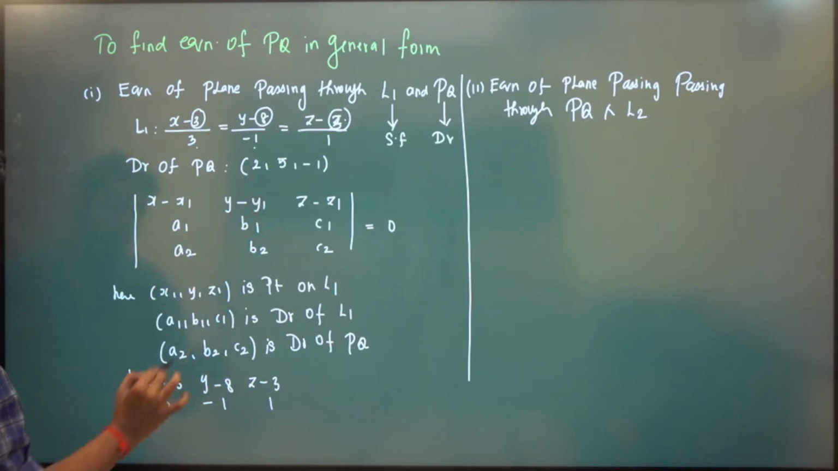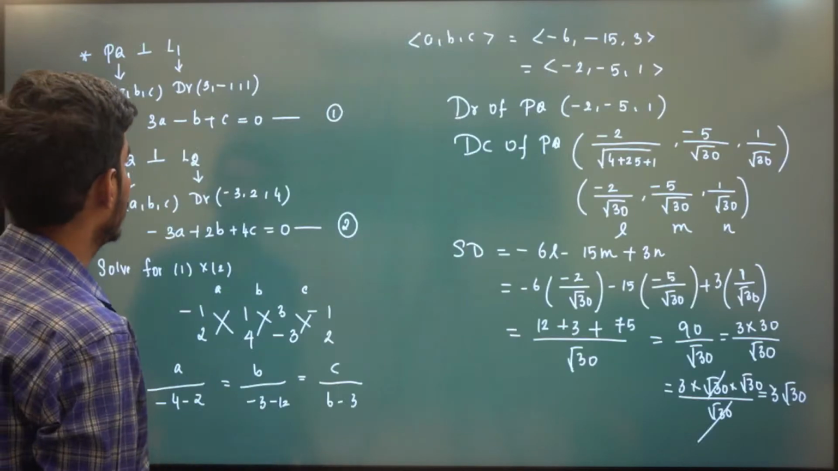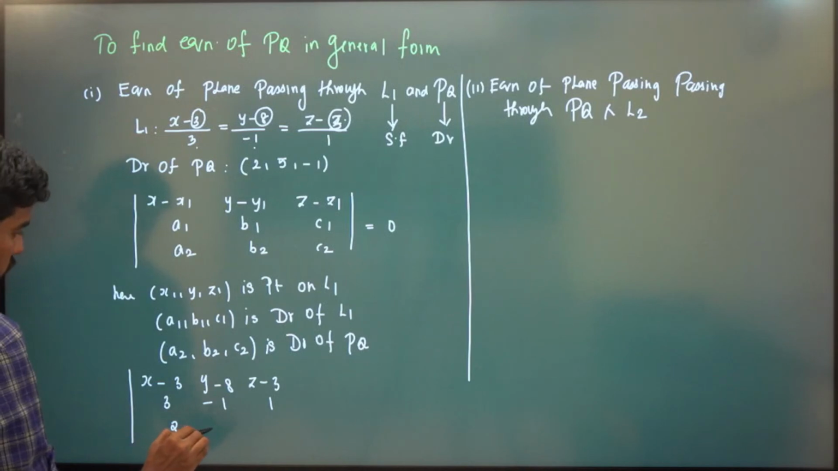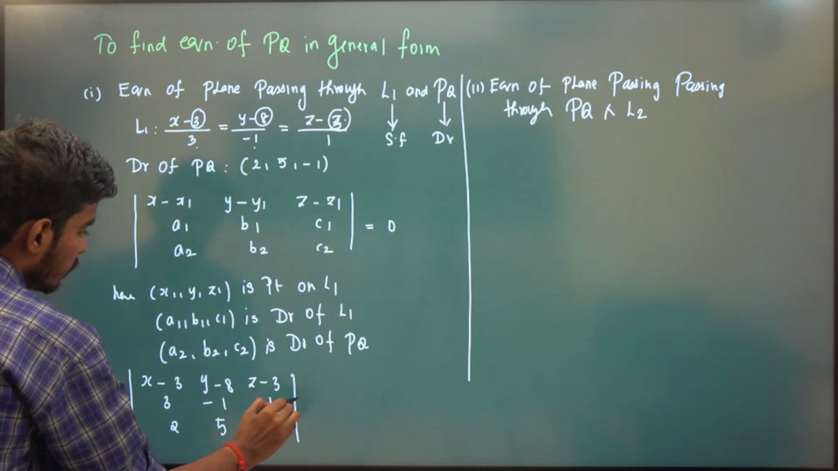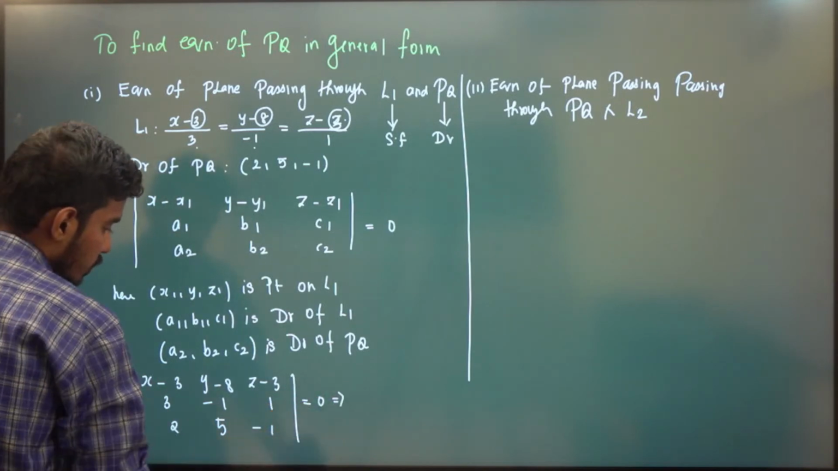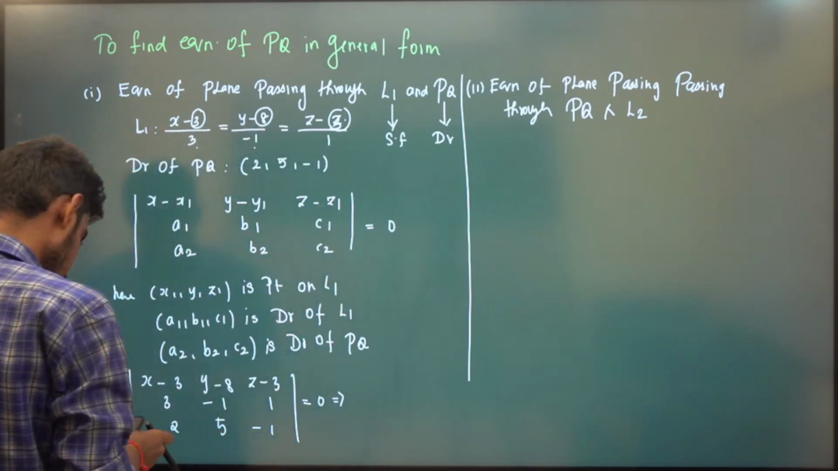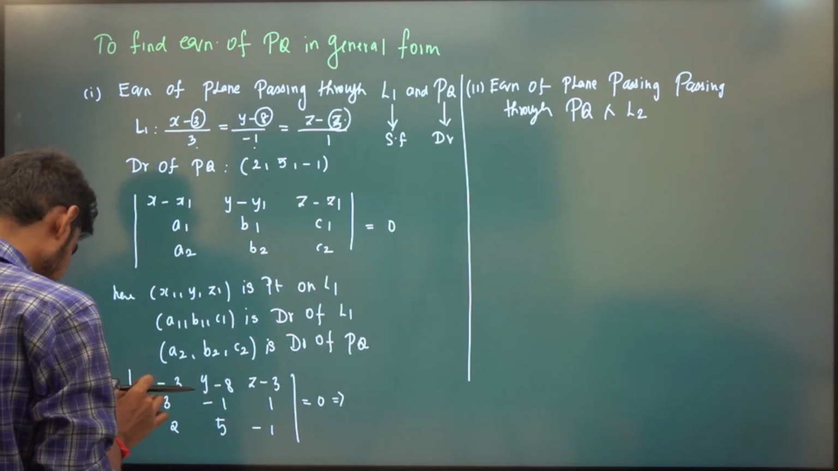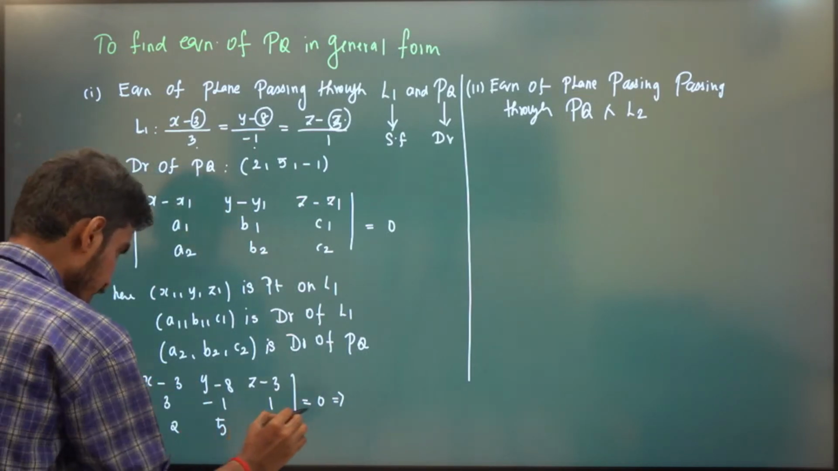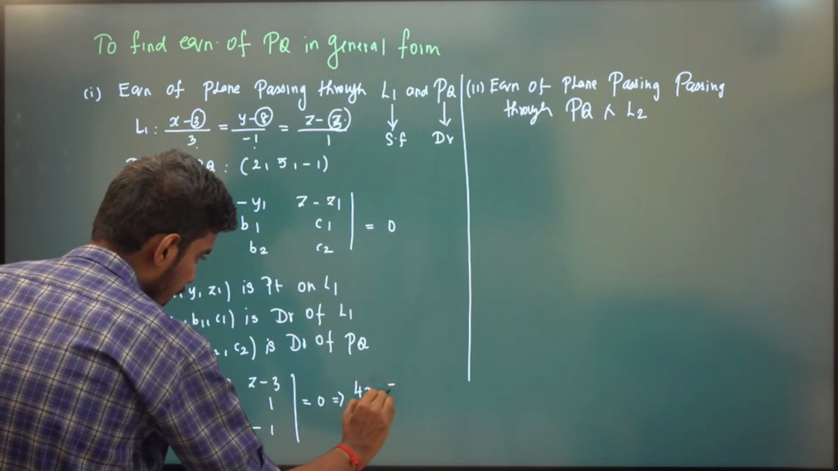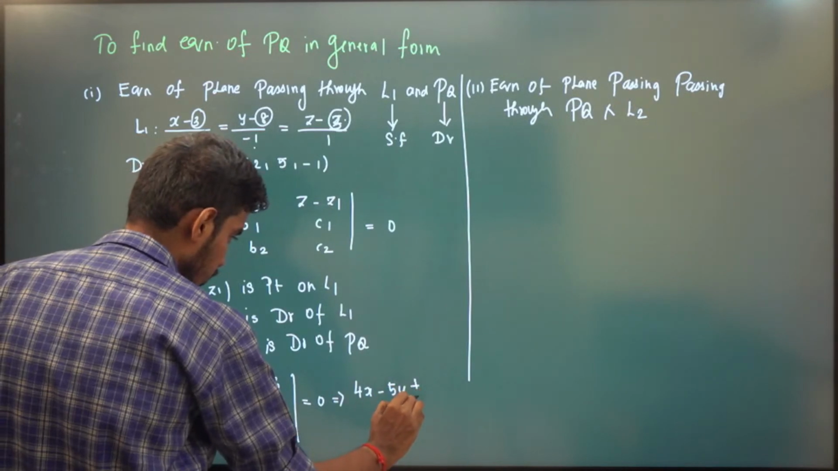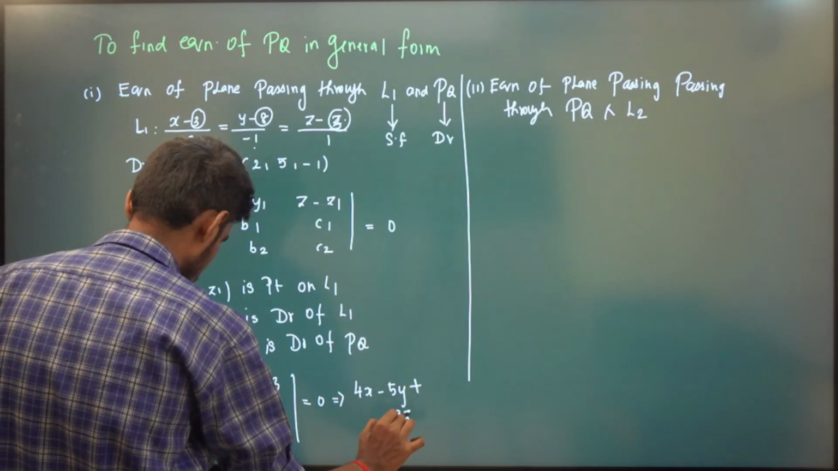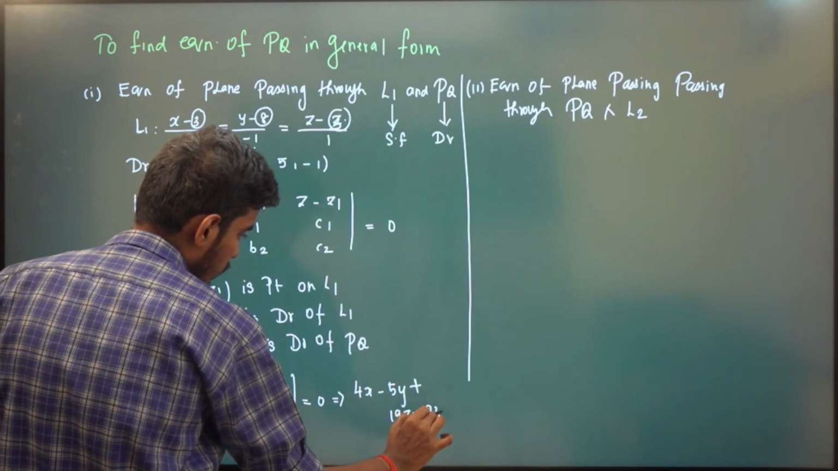What is the direction ratio of PQ? 2, 5, minus 1. Right? So therefore, expand this, you will get 4x minus 5y plus 19z minus 83 is equal to 0.